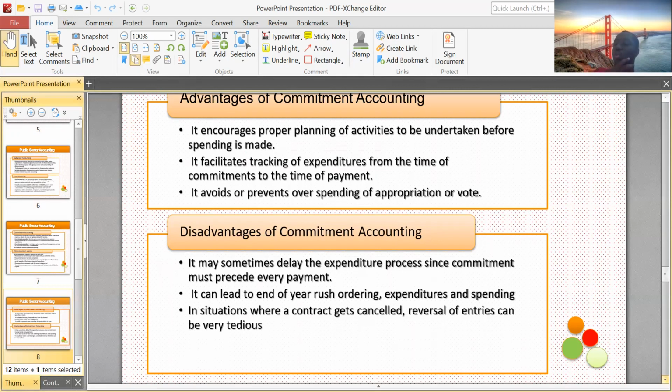Because there's also a whole process which basically says commitment must precede payment, it can sometimes lead to year-end rushing. You are rushing to get your spend approved, so it can lead to end-of-year rush ordering, expenditures, and spending. And in situations where a contract gets cancelled, reversal of entries can also become very, very tedious.